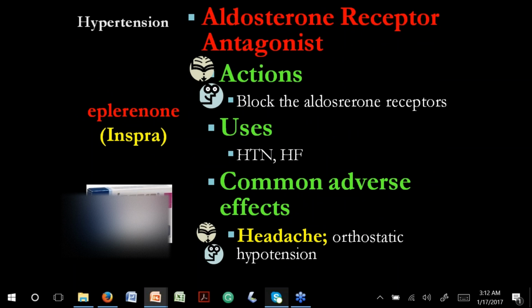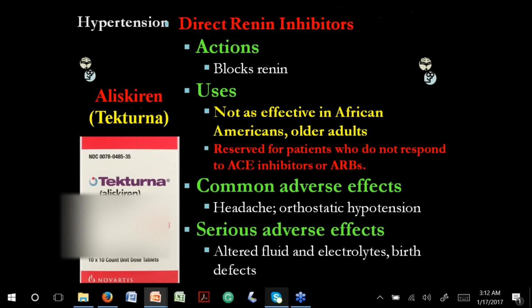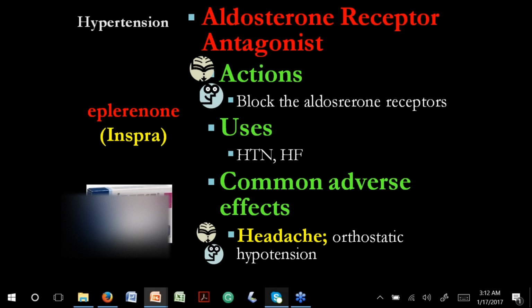All right, so we have ARA, the aldosterone receptor antagonist. Well, let's go back here. The aldosterone receptor antagonist is eplerenone. You must be familiar with this name. What this does is block the receptor for the aldosterone in the adrenal gland, so the adrenal gland does not produce the aldosterone.